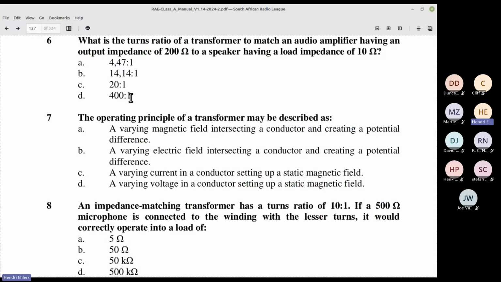The operating principle of a transformer may be described as a varying magnetic field. That's instantly correct, yes.